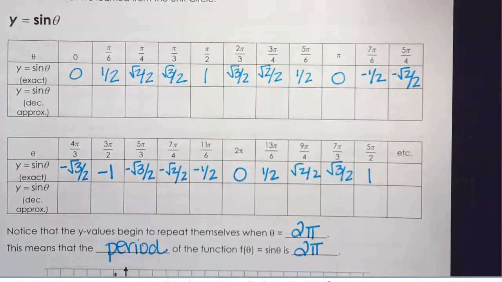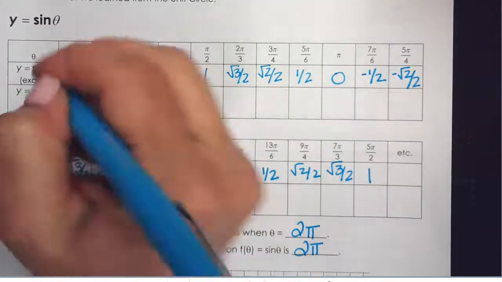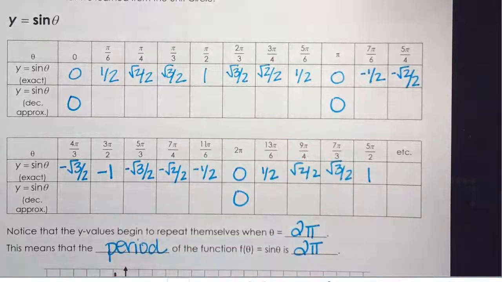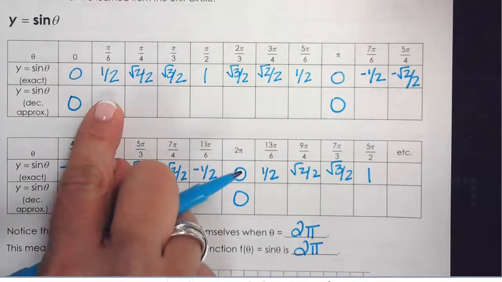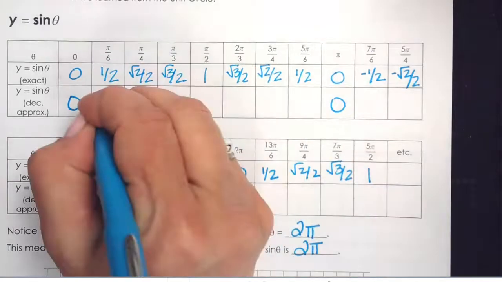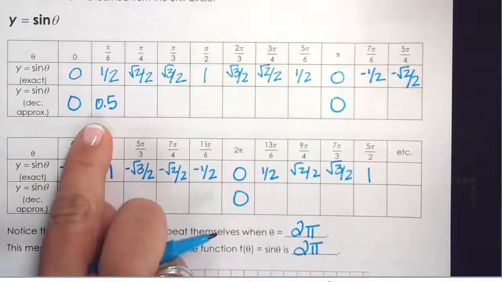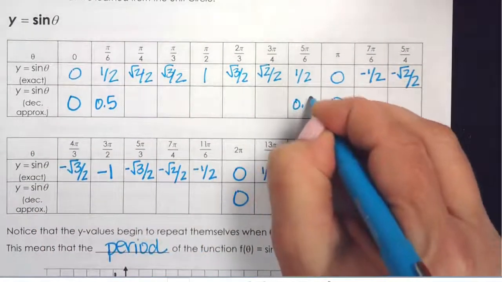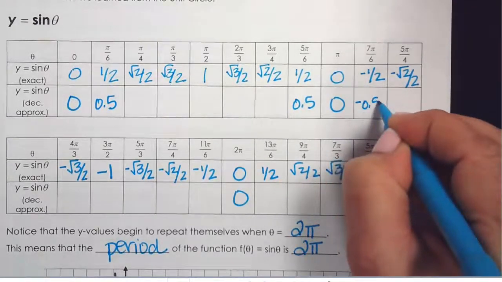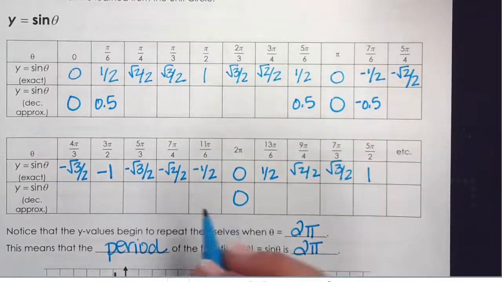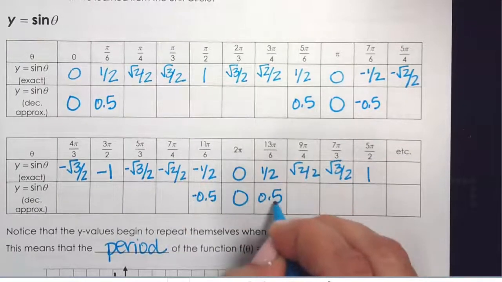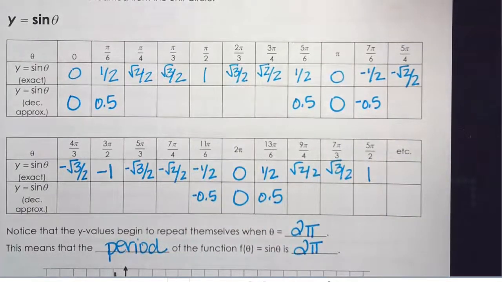Obviously, the ones with 0 are easy. Those are always just 0, right? Okay. 1/2 we know is what as a decimal? 0.5. So this 1/2 is 0.5. This -1/2 would be -0.5. Here's a -0.5. Here's a 0.5. So we'll just fill all those in.